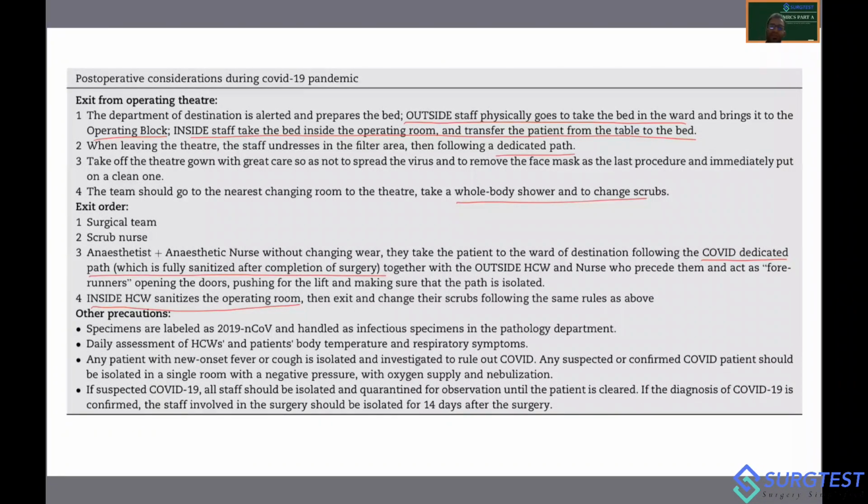The good thing here is that the surgeon enters last during surgery and leaves first after surgery. So the exit order is surgical team, scrub nurse, anesthetist, and last would be the inside healthcare workers who sanitize the operating room, exit and change their scrubs, following the same rules which we spoke about. All healthcare workers and patients should be assessed for symptoms of COVID and body temperature.